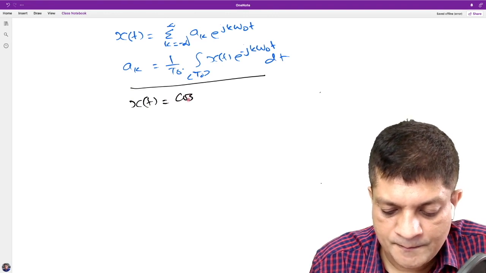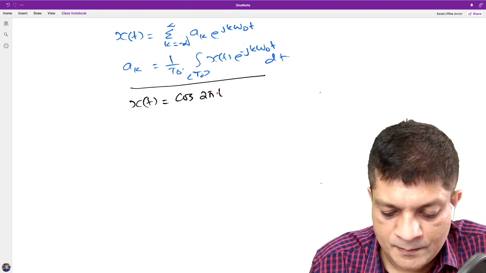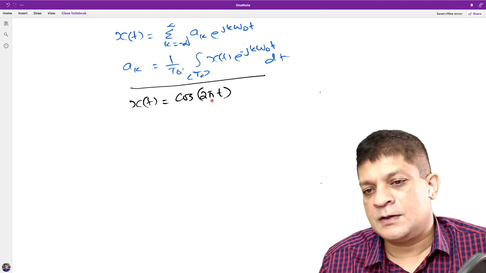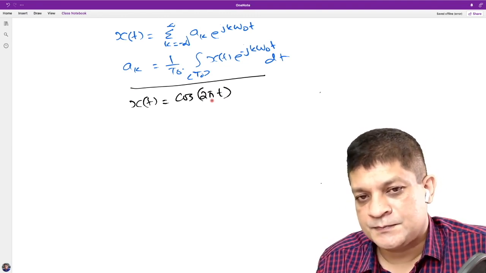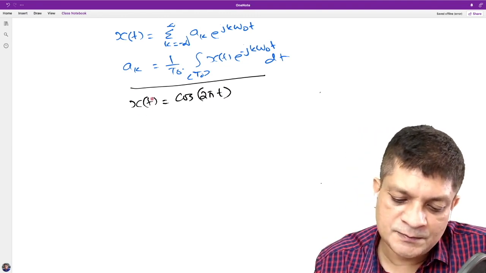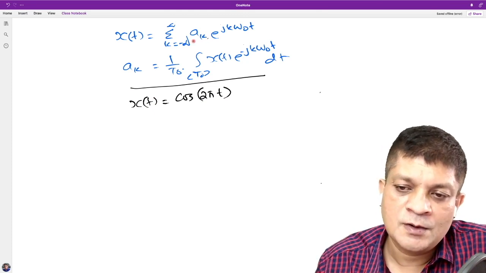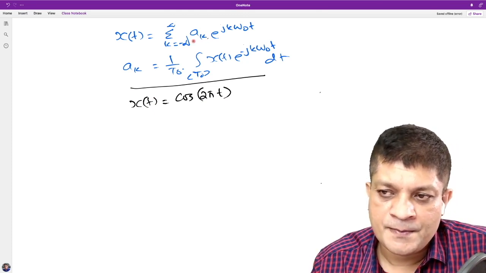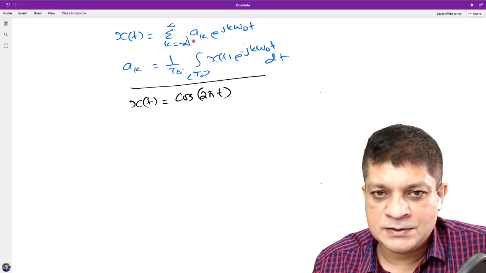Let's say, can you tell me what are the Fourier series coefficients? Fourier series coefficients means we express this in this form. What are a_k? What are the Fourier series coefficients?